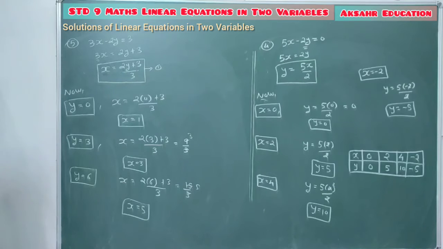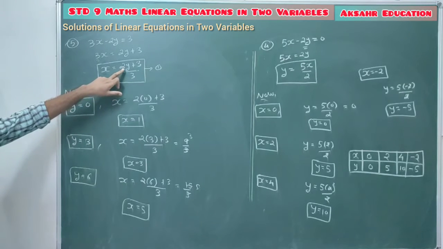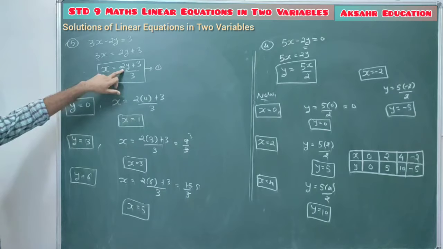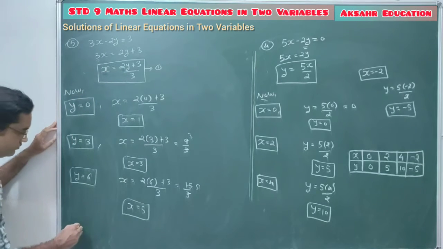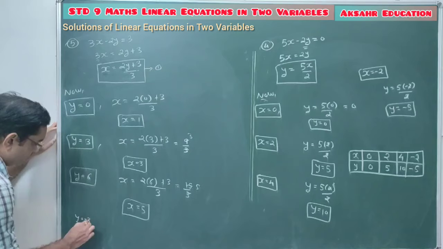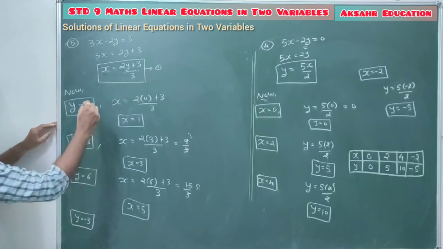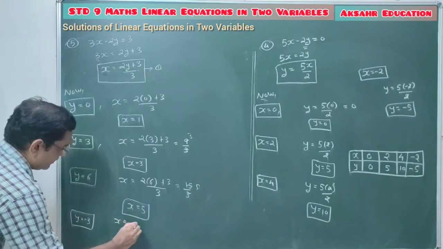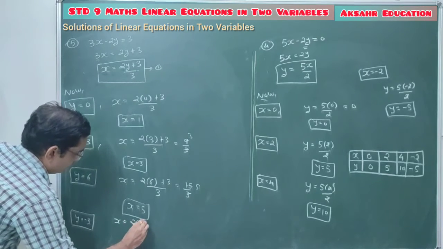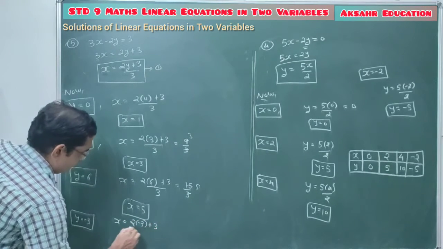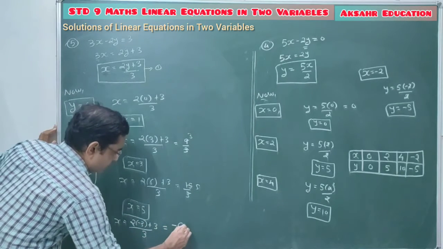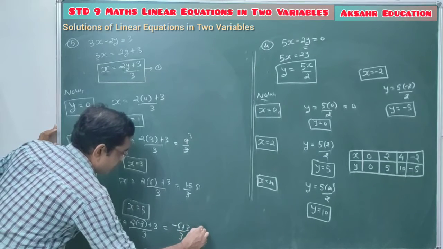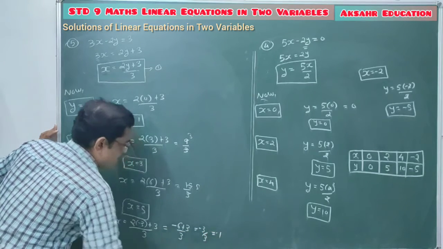Let's take a negative value also, -1, 2 into -1, so it's -2, no. Take -3, -3 2s are -6, so take y equal to -3. So for y equal to -3 we are getting x as (2 into -3 plus 3) by 3. So this is equal to -6 plus 3, -6 plus 3 by 3, that is equal to -3 by 3, and that is equal to -1.